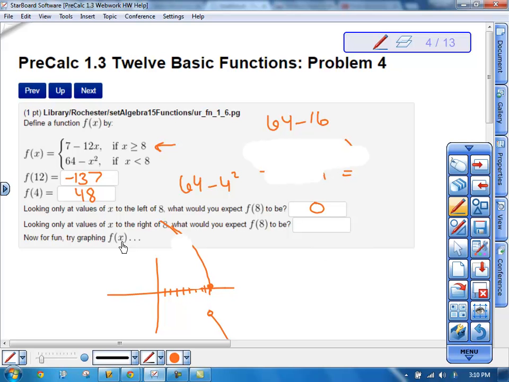And then it says, looking only at the values of x to the right of 8, what would you expect f of 8 to be? So if you were to use this line and plug in 8, 7 minus 12 times 8, that would be negative 89. So it turns out that this thing goes down to negative 89 if you were to use the wrong part of this branch.